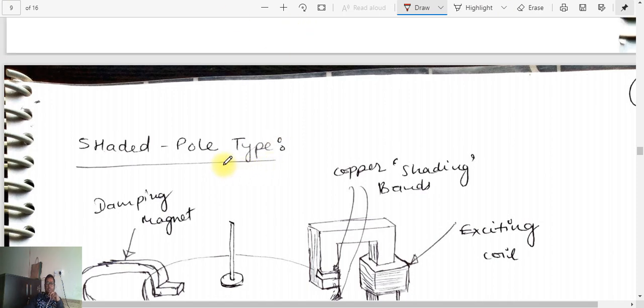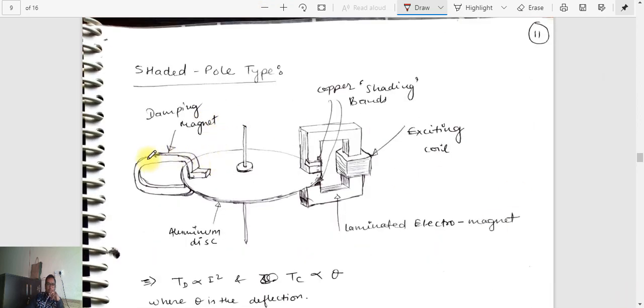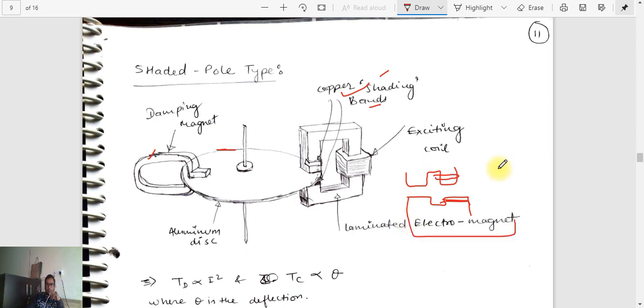Now this is the other type, the shaded pole type. This is the damping magnet, this is the aluminum disc, and this is the copper shading band. Like this, one pole is this, and one pole is this, and this is the copper band, and it makes a short path for the flux.